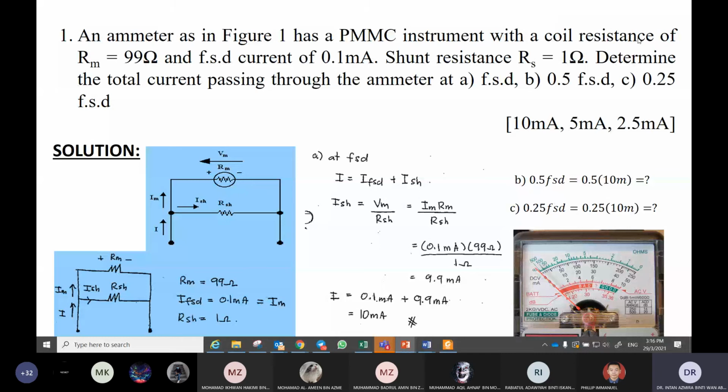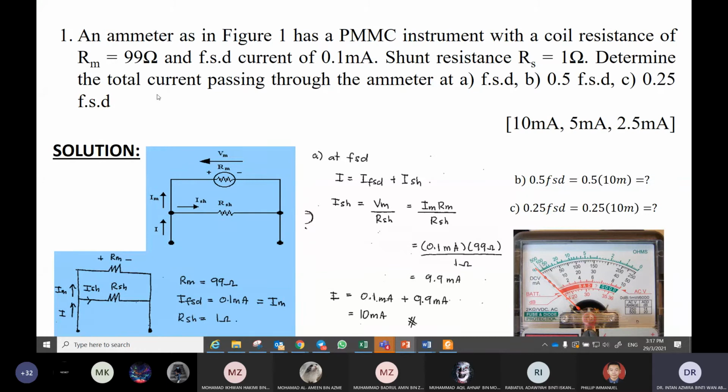Okay, with a core resistance of Rm 99 ohm. So Rm is the internal resistance due to the coil. And the FSD current of 0.1 milliamp, meaning that IM is 0.1 milliamps. Shunt resistance Rs, R shunt here is equal to 1 ohm. So Rm is much larger than R shunt.